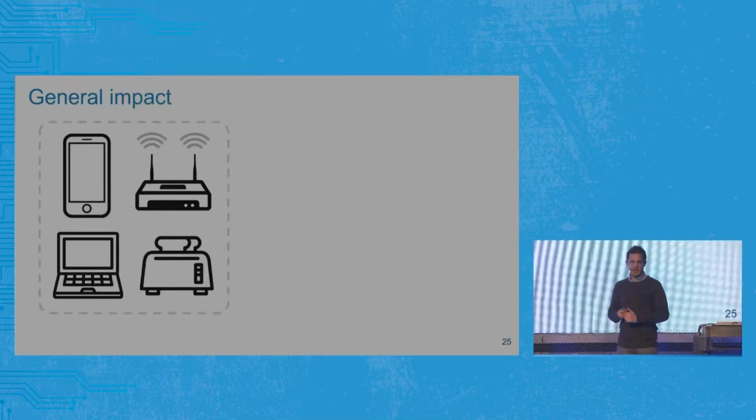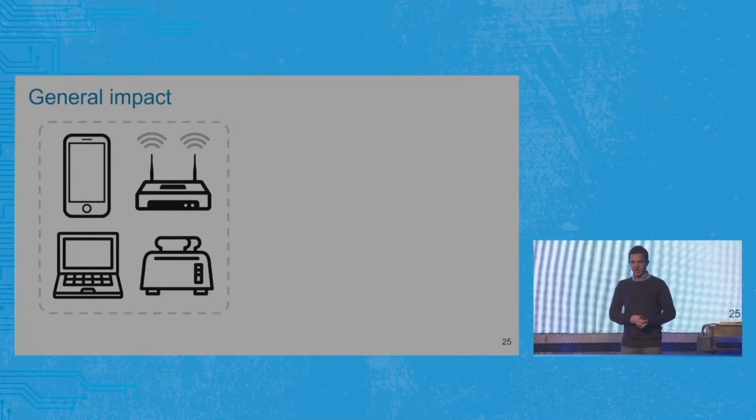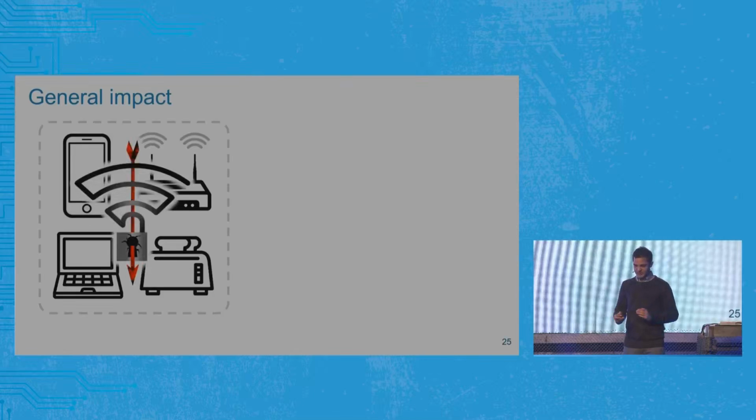So let's say we either have a client or an access point that's vulnerable to a key reinstallation attack. A client can, for example, be just your smartphone, a laptop, or these days it can even be a toaster. They have Wi-Fi as well. And let's say they're vulnerable to a key reinstallation attack. Then we have two general things that can happen.